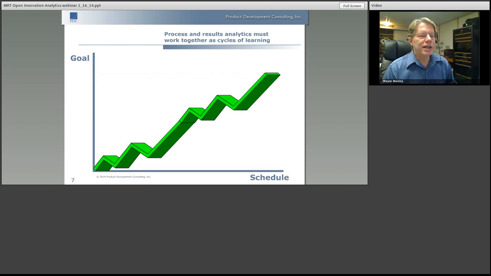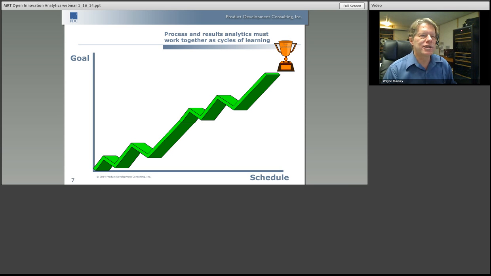So the interplay here is important as well. Process and results metrics, or analytics, have to work together to be successful. We want to measure the things that cause our success to happen or our goal to happen, but we also want to measure those things that are the results to make sure that we're on track with what we really want to achieve. So the first question is always the goal, and you see the cup there at the end.